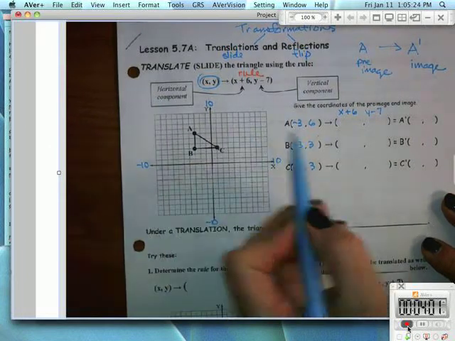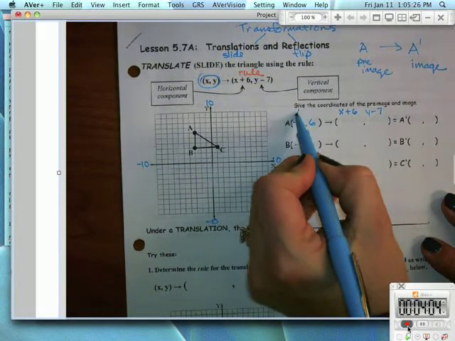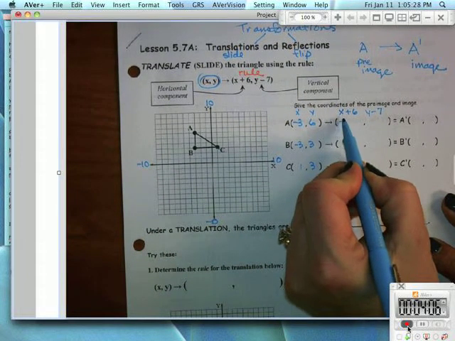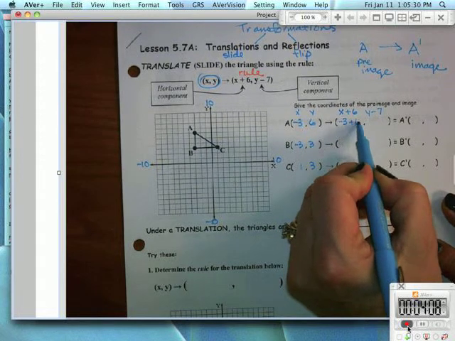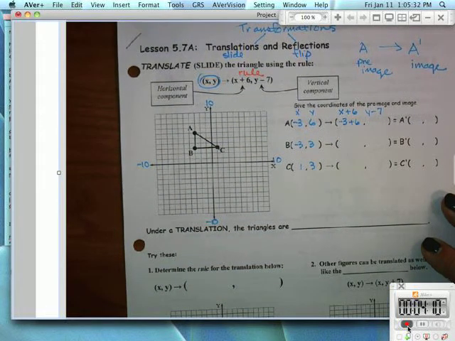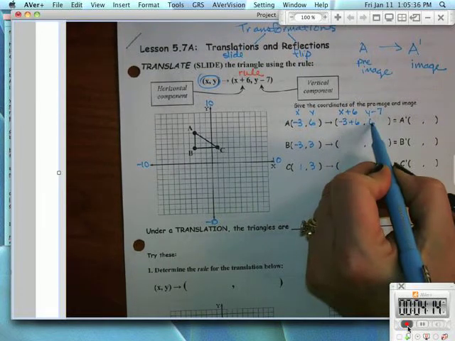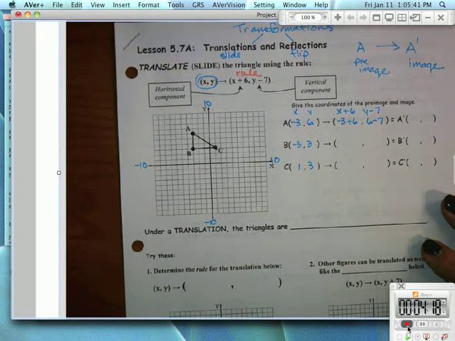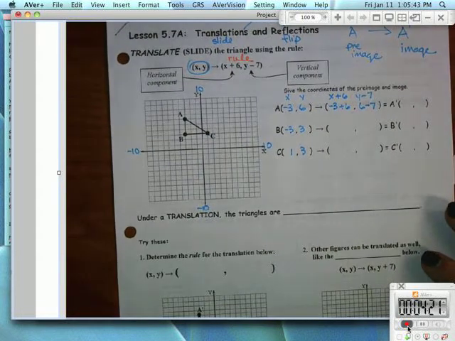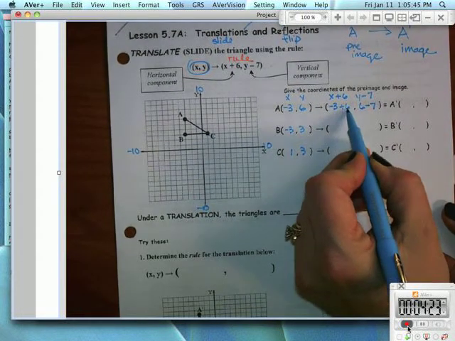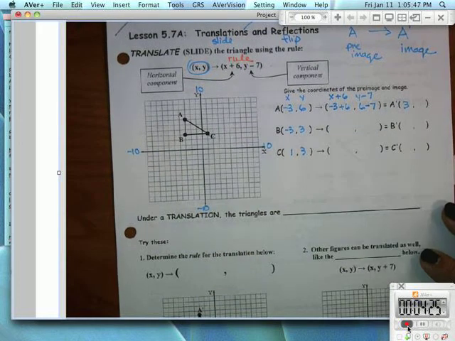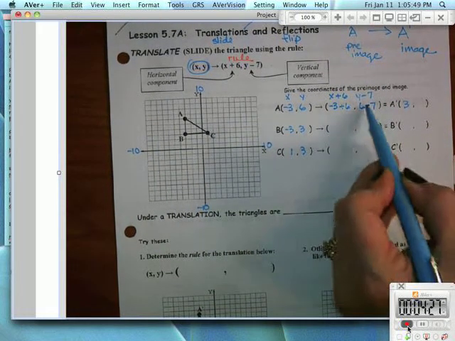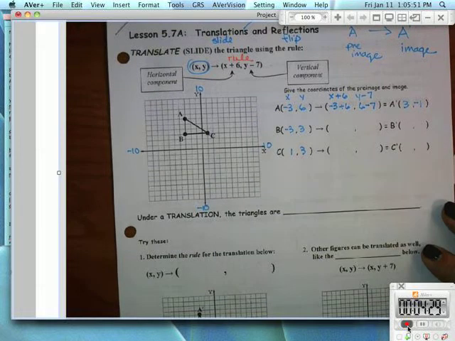So I'm going to take my X. This is my X coordinate, my Y coordinate. I'm going to take my X, which is -3, and add 6 to it to get my new X coordinate. I'm going to take my Y coordinate, which is 6, and subtract 7 from it to get my new Y coordinate. So I have -3 plus 6 is 3. 6 take away 7 is -1. So that's my new A.